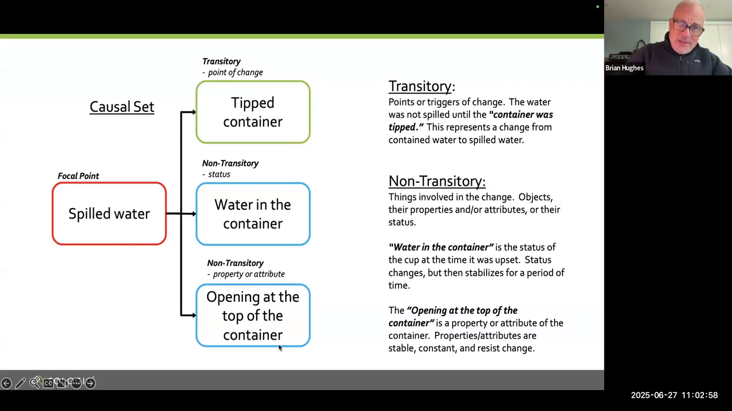So it takes all three of these together in order to create this new state of existence, which is water or coffee or tea or whatever spilled onto the desk. So you've got the point of change or the trigger, and then you've got the things involved, water in the container, and then the opening at the top of the container. Now, if you're like, wow, this is a lot to learn, well, so is music, right? When you're learning to read music, it feels overwhelming at first, and then you give it a little juice. I'm telling you that what we're talking about here is something that every single 14-year-old is capable of learning and probably should.